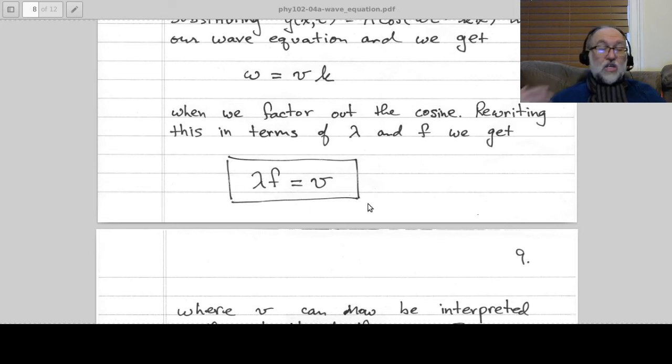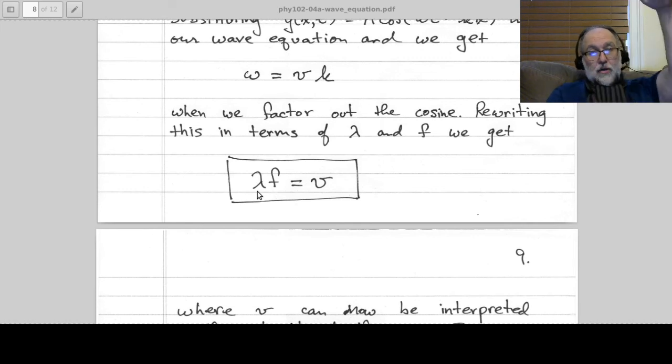This is the equation that we started the last lecture with, which says that the velocity on a string is fixed because of the medium, because it has a certain linear mass density and it has a certain tension. That's it. V is fixed. But lambda and f are not fixed, and they're not independent of one another.